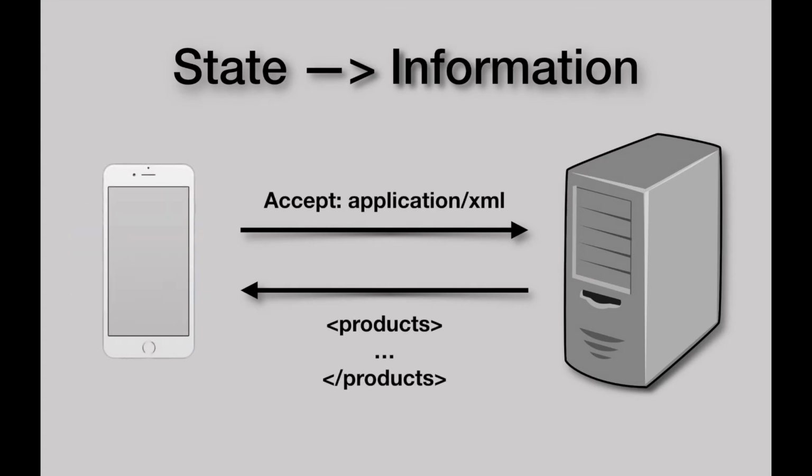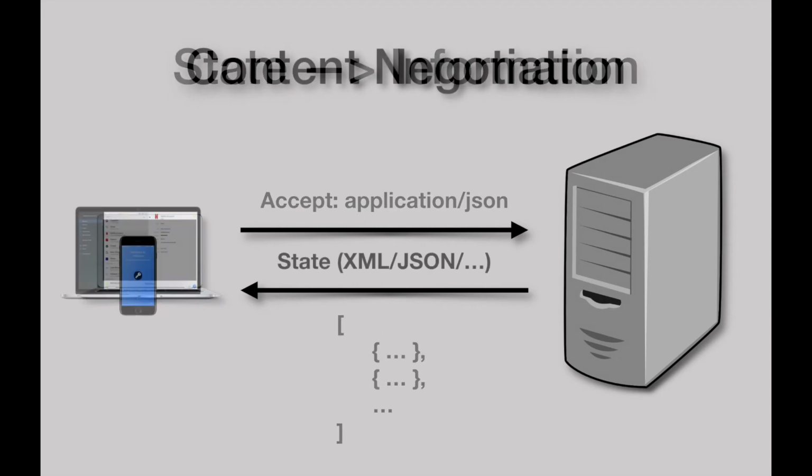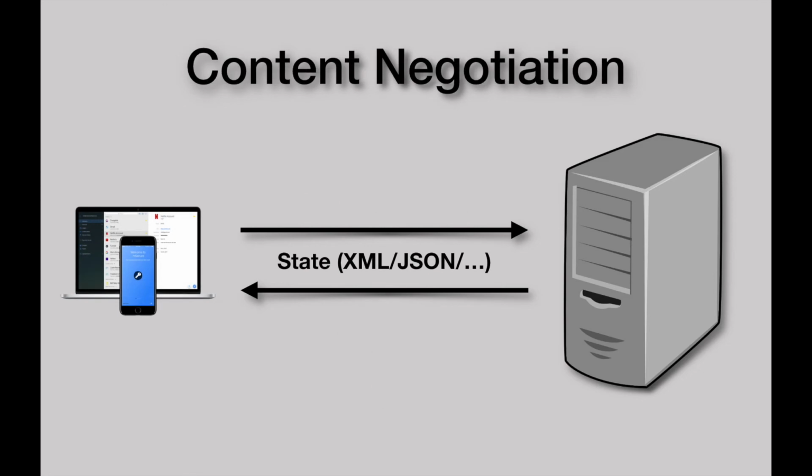For example, a mobile application may request the server to provide the state of a resource in XML format, while another web application may request the server for the same state in JSON format. Both server and client can bargain for the representation of state from each other, which is termed content negotiation.